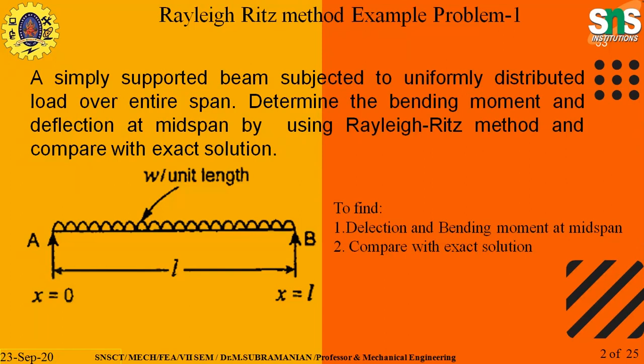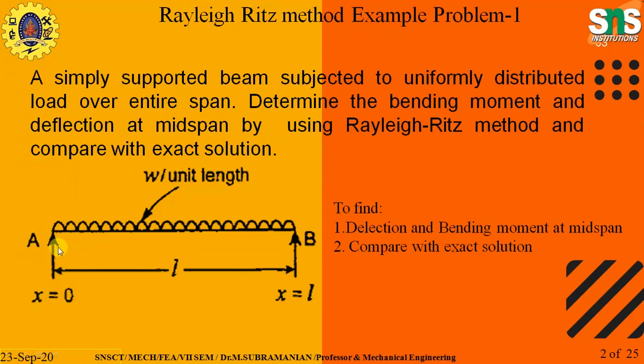A simply supported beam is subjected to a uniformly distributed load over the entire span. Determine the bending moment and deflection at mid-span by using the Rayleigh Ritz method and compare with the exact solution.